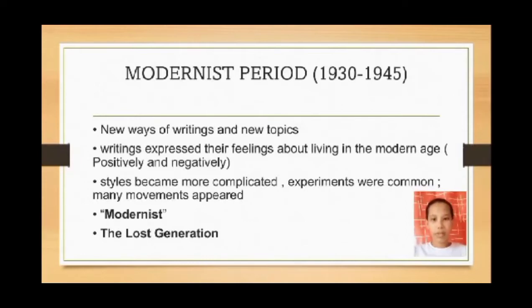Ernest Hemingway was a member of this group called the Lost Generation, and he was probably the most famous representative. One of his famous novellas was called The Old Man and the Sea, which talks about the struggle of a fisherman with the natural world.